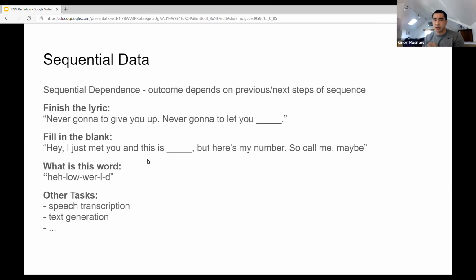One of the things you can think of is coming up with song lyrics. I don't know if everyone knows these songs, but most of us probably do. The first task would be something like finish this lyric: never going to give you up, never going to let you, and then blank. If you have a model doing that, it can be very helpful to know that last word based on the context from the previous words, which is let you down. And so the last word is down. Fill in the blank would be a similar thing.